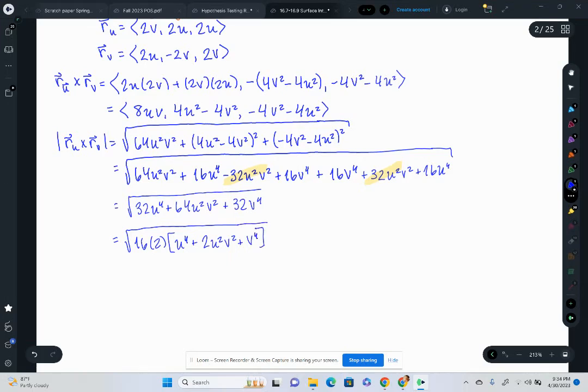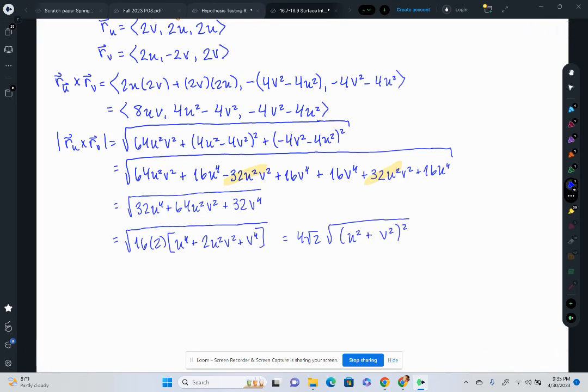Now the 16, I can take the square root of that. And technically I can go ahead and take the square root of 2 as well, so I'll get 4 square root of 2. And then I have the square root of, it looks like a perfect square trinomial, and it factors as u squared plus v squared all squared, which means I can take the square root of it. So finally, we have 4 square root of 2 times u squared plus v squared. All that work to get my differential.